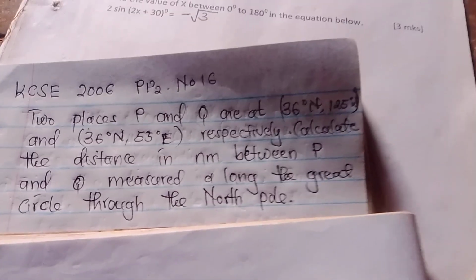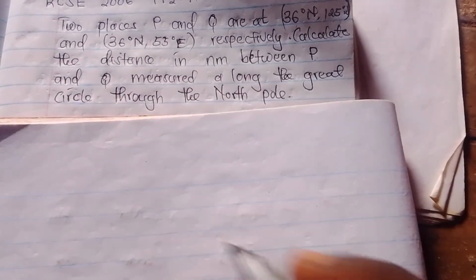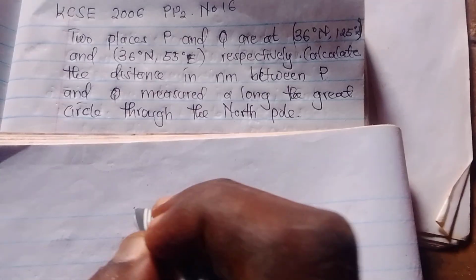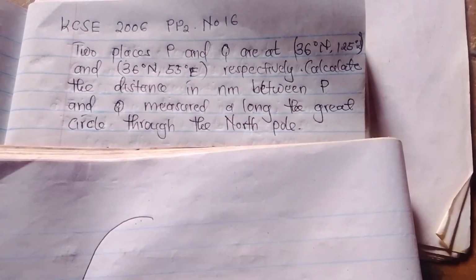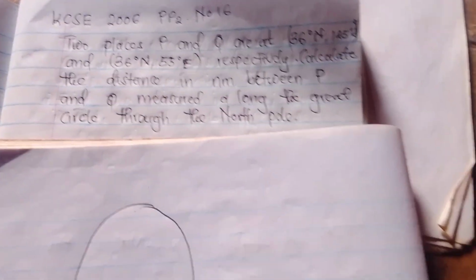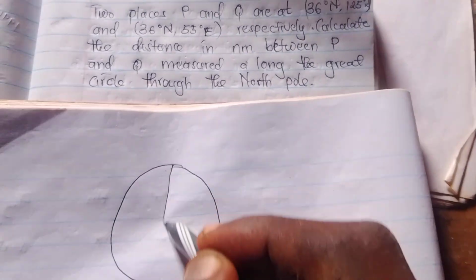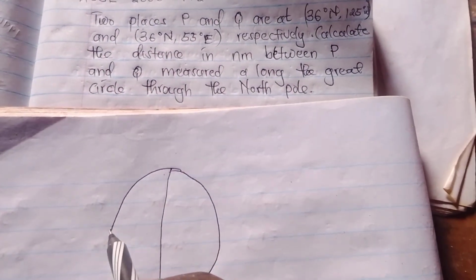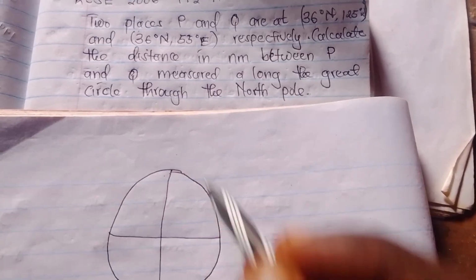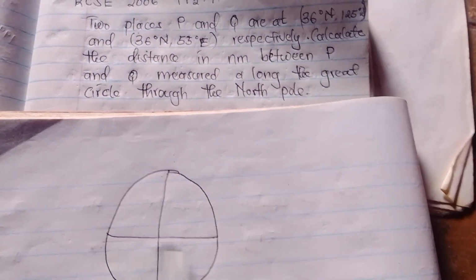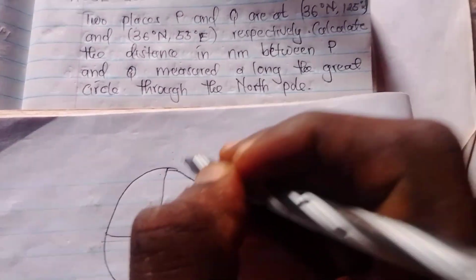So, first step, we can draw the globe here, which will help us to find the distance. It looks like this. This is the North Pole and this is the equator.